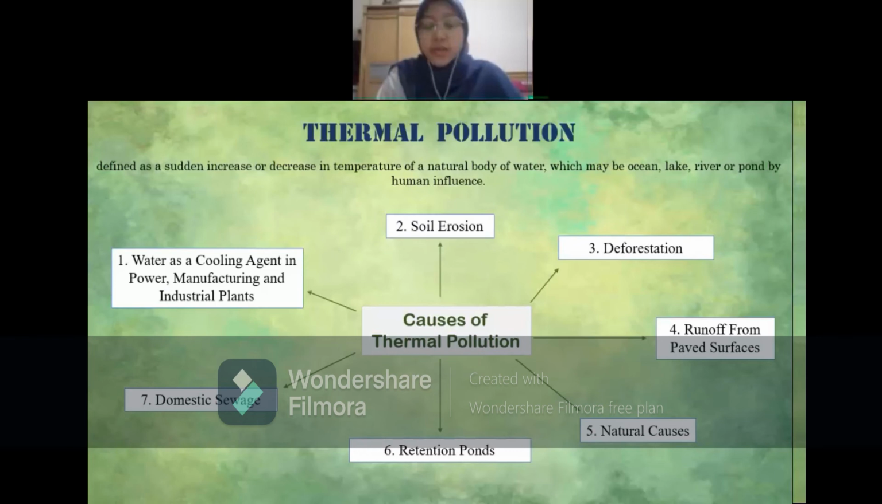Without treating the waste, the temperature of municipal sewage water is normally higher than the receiving water.